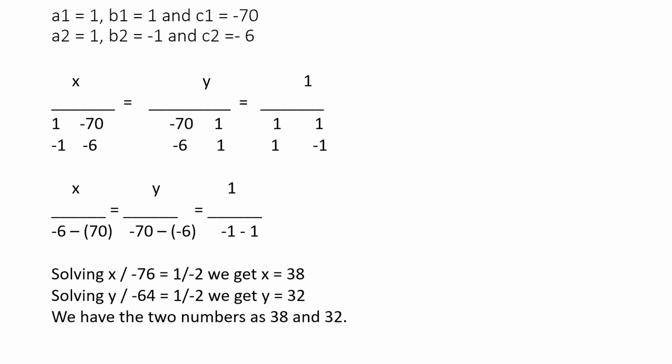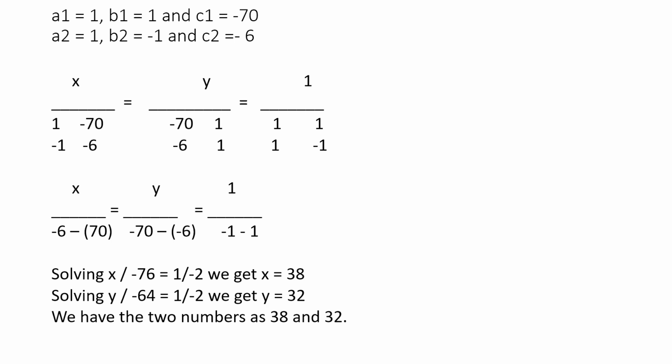Means first we will write c1 c2 and then a1 a2. So y upon minus 70 which is c1, a1 is 1, c2 minus 6 and a2 is 1. Now the constant. So it will always be 1 upon the remaining terms. So that is equal to 1 upon, we just ignore c1 c2 and we write the remaining in that order. So it is 1 upon a1 1, b1 1, a2 1, b2 minus 1.